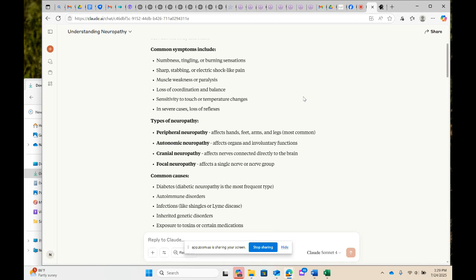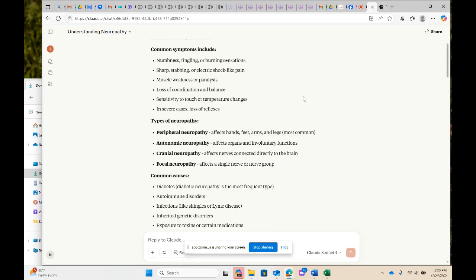numbness. I don't even know if I would start off with, are you experiencing? Or I'd just be like, maybe I would do, are you experiencing numbness, tingling, burning sensations, or sharp stabbing, electric shock like pain? Do you sometimes have muscle weakness or paralysis, loss of coordination, imbalance, or sensitivity to the touch or temperature changes?